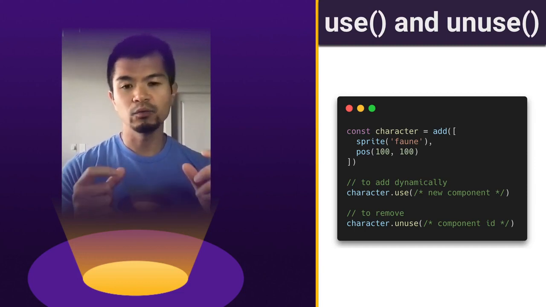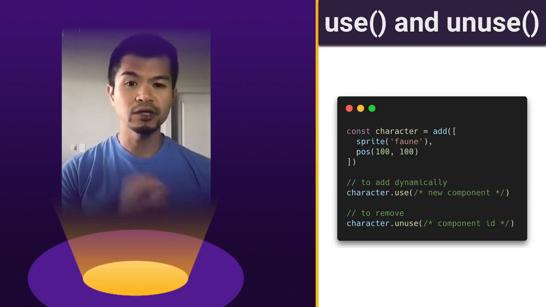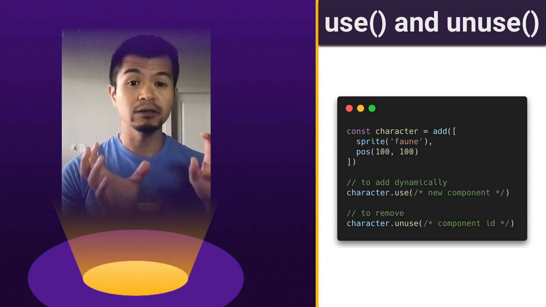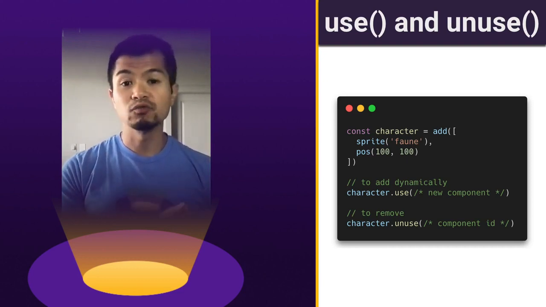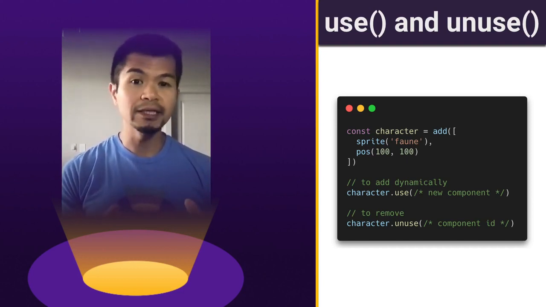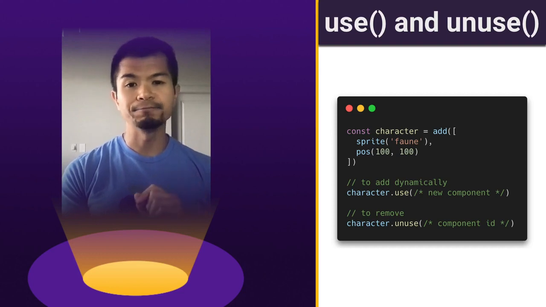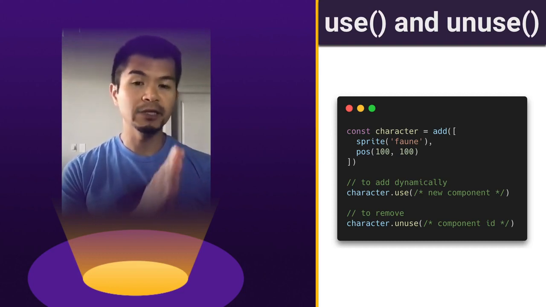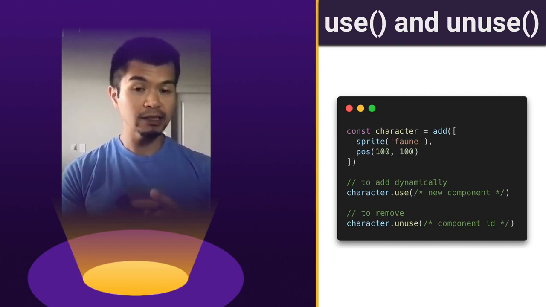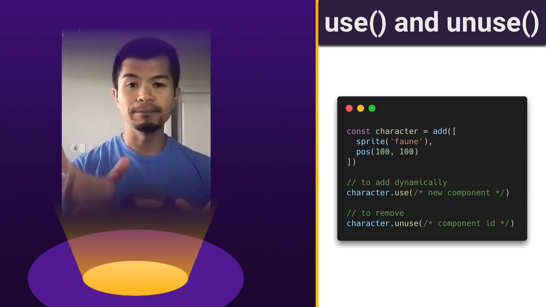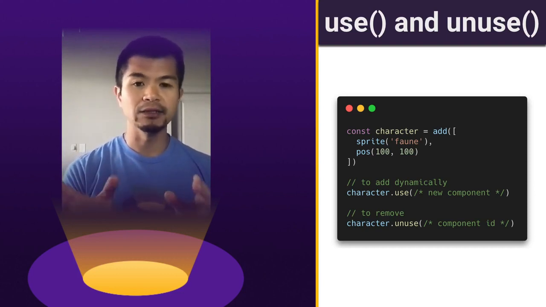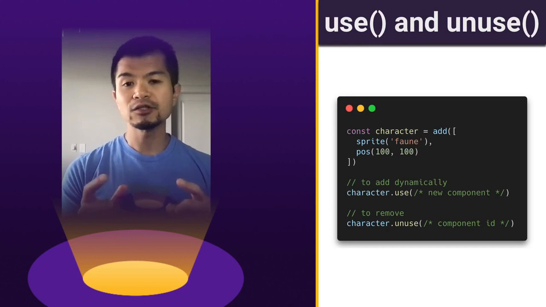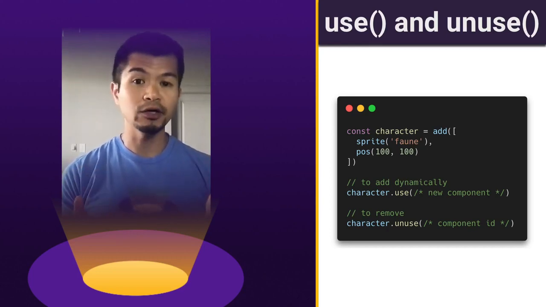So back to this. Once we have our character, we can use character.use and give it the component we want to use. Then to remove it later when we no longer need it, you can do character.unuse with the component ID. That's where it gets maybe a little bit tricky. You need to give your component an ID if it's your own custom component, and all of Kaboom's built-in components do have an ID already. So now let's see how we can do this in the code.